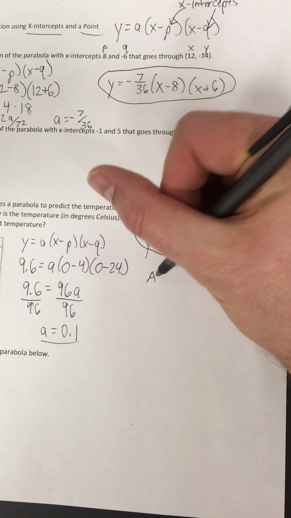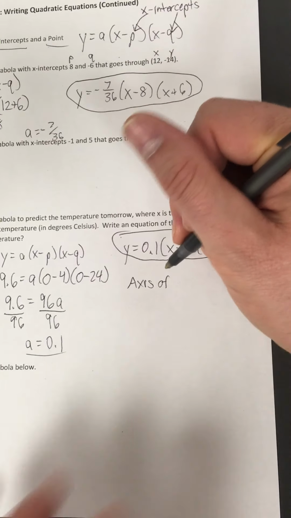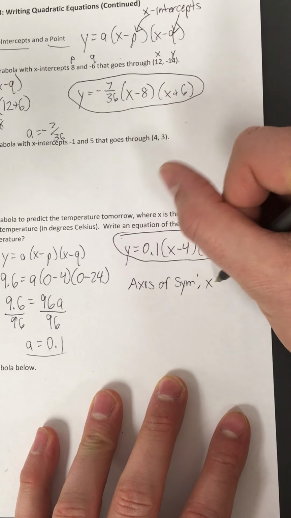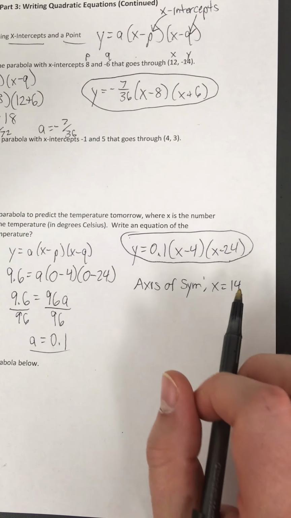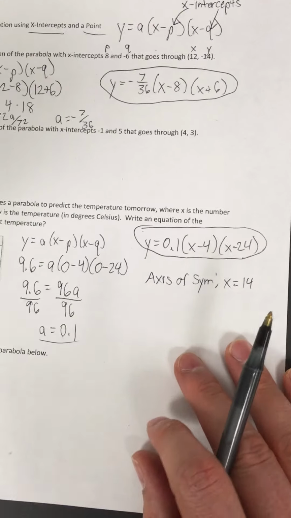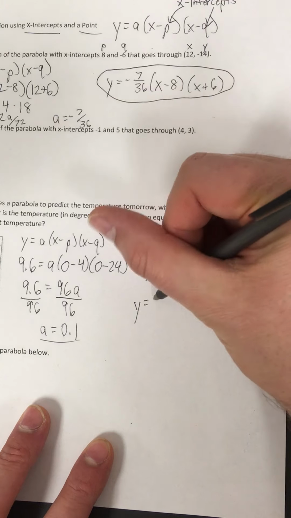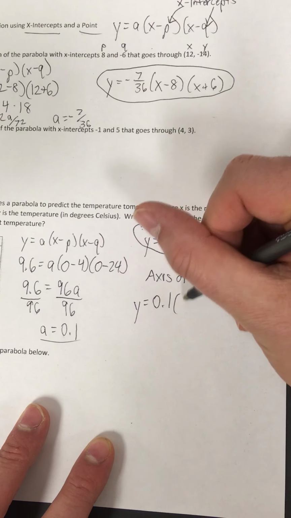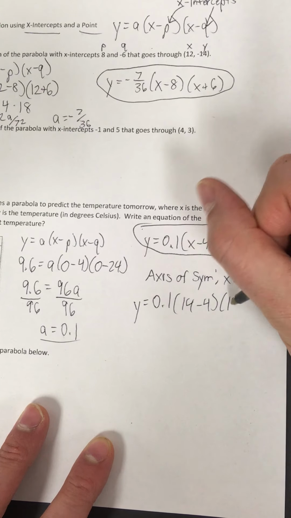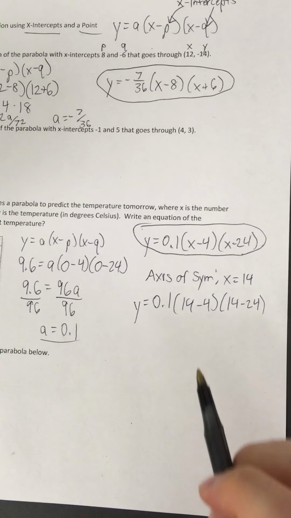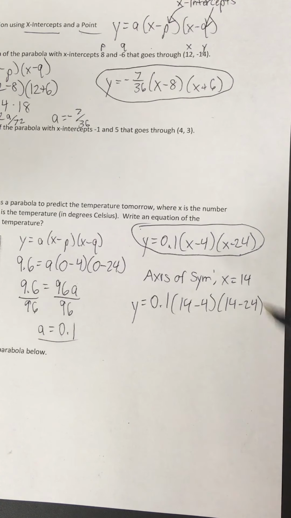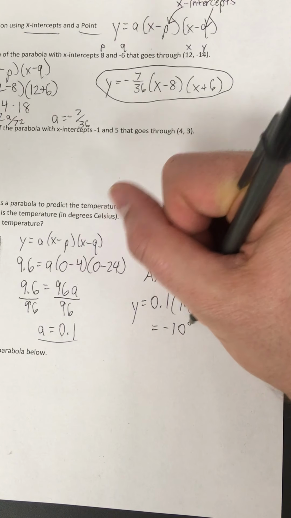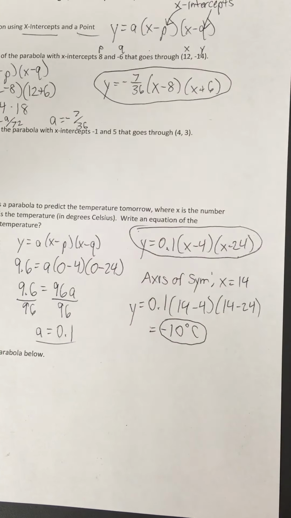So I know the axis of symmetry on this graph is x equals 14. And I want the y number. How can I find the y value if I know x? I can plug that in to my equation. So my y value is going to equal 0.1 (14 minus 4)(14 minus 24). So that's going to be 10, that's going to be -10, 0.1 times 10 times -10. That one will actually give us -10 degrees Celsius. It wasn't a decimal, it actually was -10 degrees Celsius.